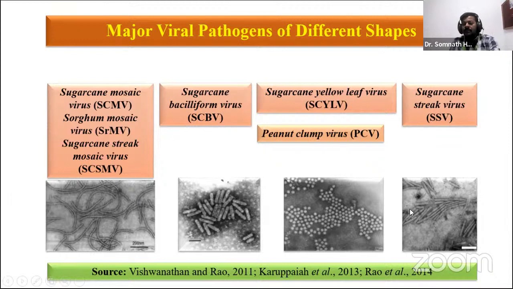Sugarcane streak virus is again a Mastrevirus. These are showing the rods under the electron microscope. So these are some structures of the viruses of sugarcane. I am just mentioning them since the slides were prepared earlier.